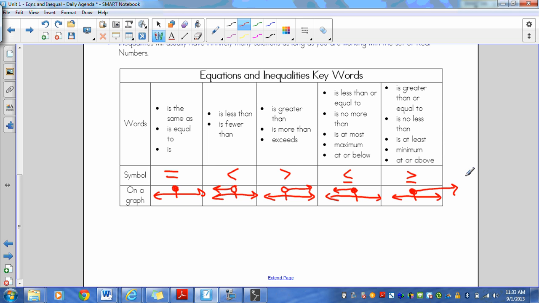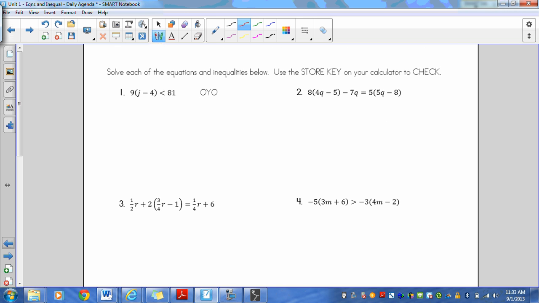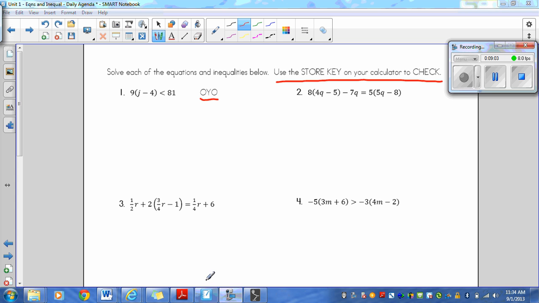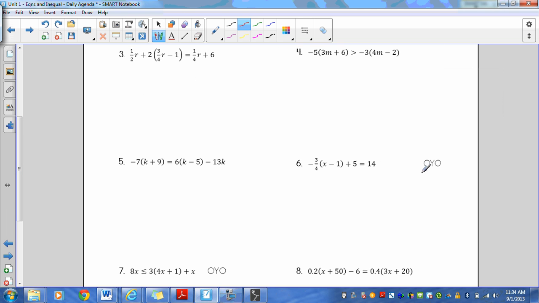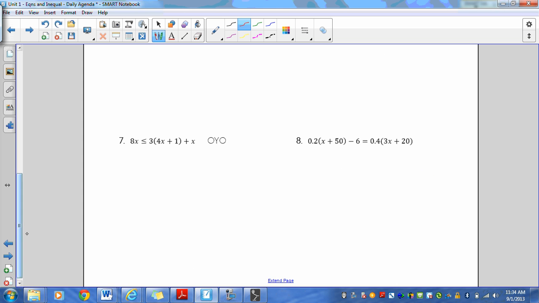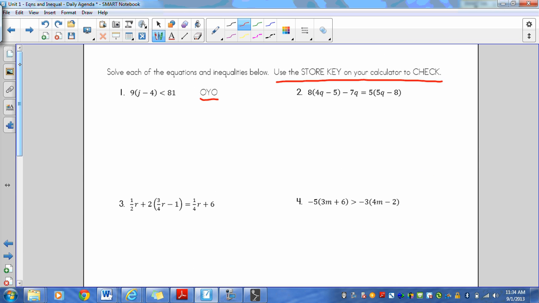Reading is super important in math now. Most of the problems on the Common Core are word problems. When it says use the store key on your calculator to check, we will do a couple of them in class. When you see OYO, that means on your own. So the video is going to be 20 minutes long, and then you're going to have to do 3 problems on your own. You're going to do 1, 6, and 7. Those are the on your owns. And I'm going to show you how to do them.